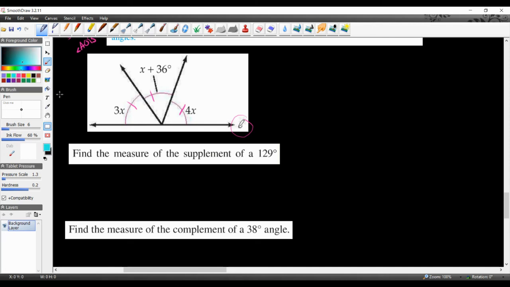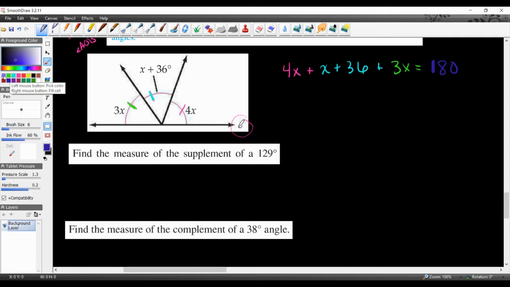So what I'm going to do is I'm going to go ahead and just kind of color code them real quick so you can see what I'm adding here. Okay, so I'm going to take 4x and I'm going to add this right here to it. So plus x plus 36 plus the last piece, 3x. And all this should be equal to 180 because this is a straight angle, which means it should add up to 180.